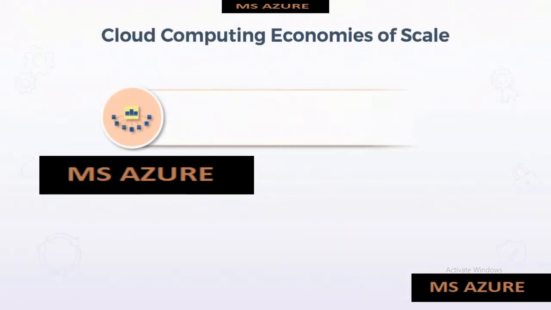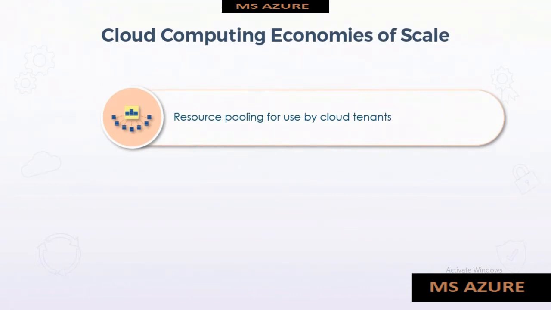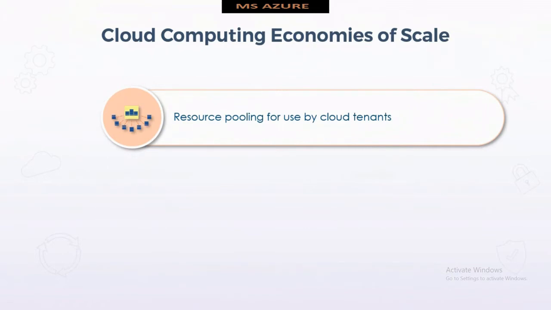With public cloud computing, the economies of scale work to the advantage of both the cloud service provider and the cloud customer or tenant. We'll explain why that is. The first consideration is that cloud service providers pool all of their resources in terms of IT equipment, things like network infrastructure equipment, storage arrays, servers to run virtual machines. All of that is acquired at a large scale, pooled together, and made available for use by cloud tenants.